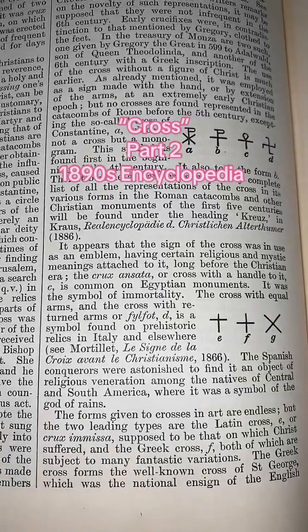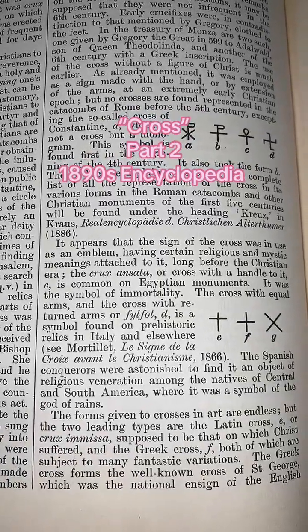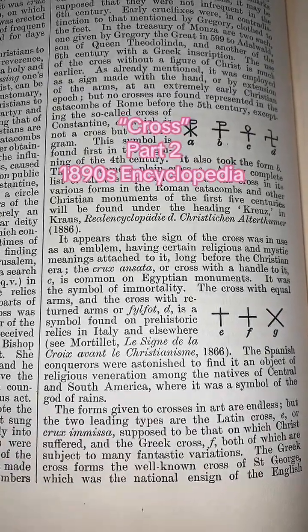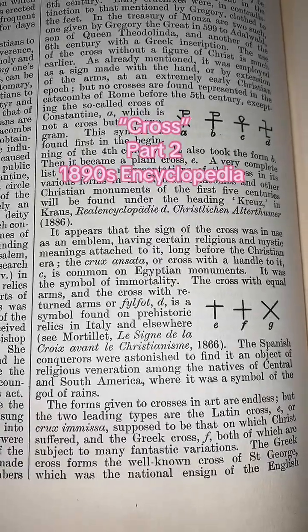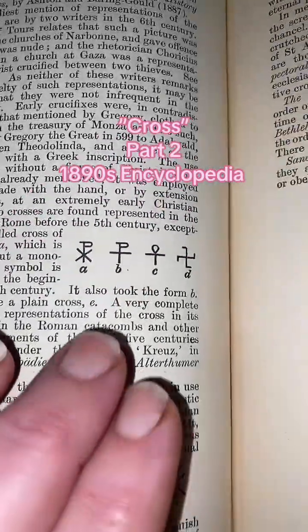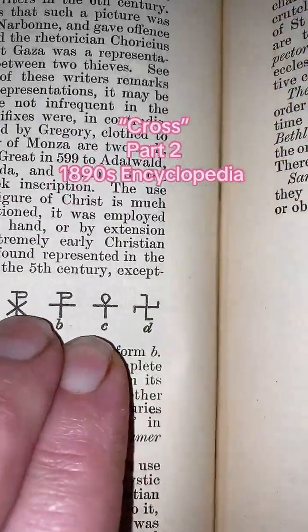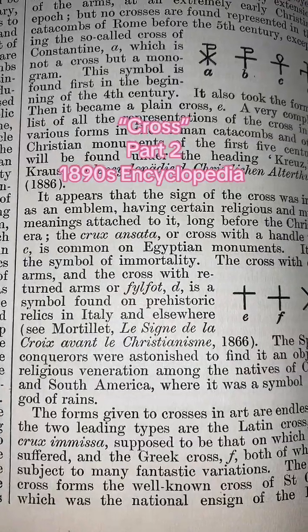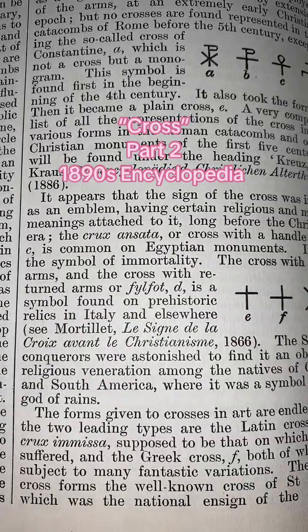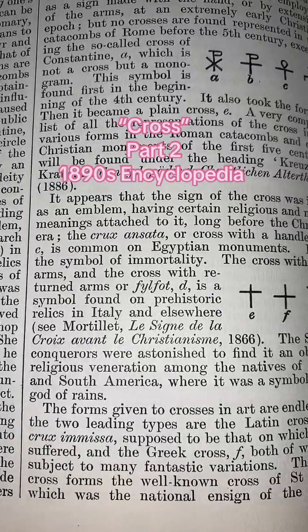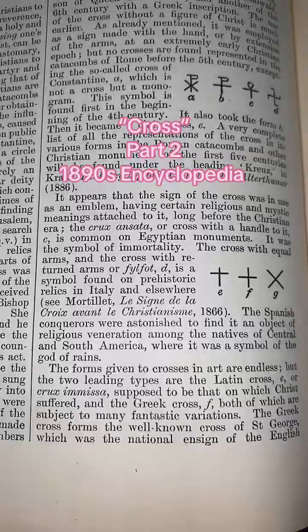The cross with equal arms and the cross with return arms, or fylfot, is a symbol found on prehistoric relics in Italy and elsewhere. And that is that one right there. What do you know? See Mortillet, Le Signe de la Croix avant le Christianisme, 1866.